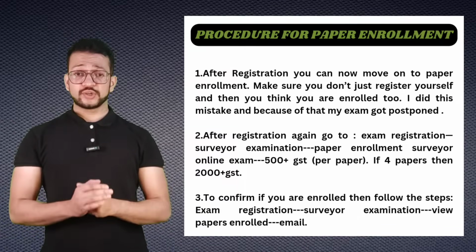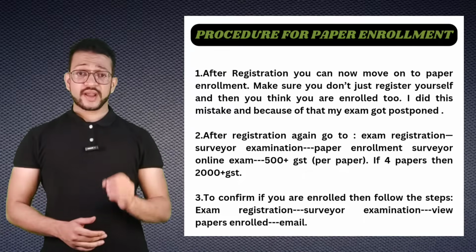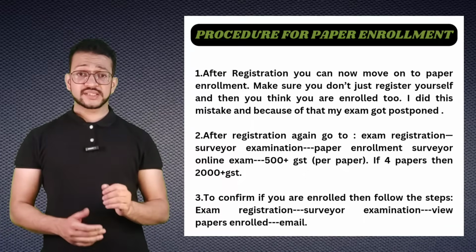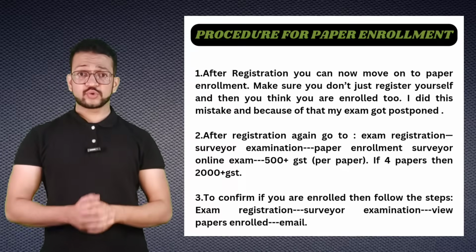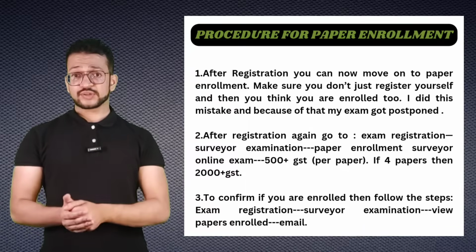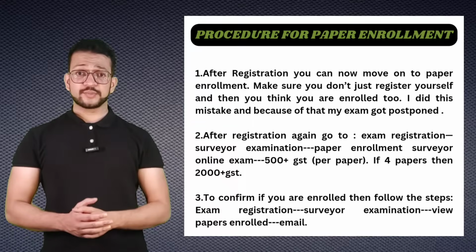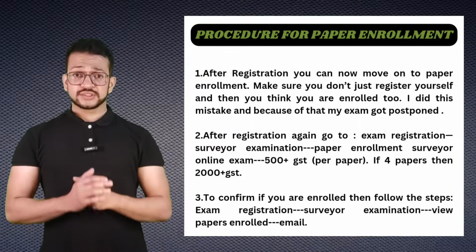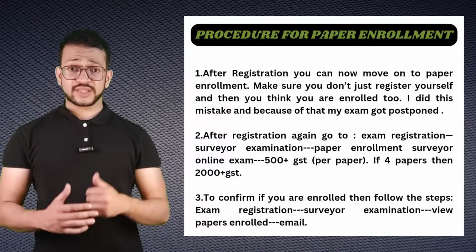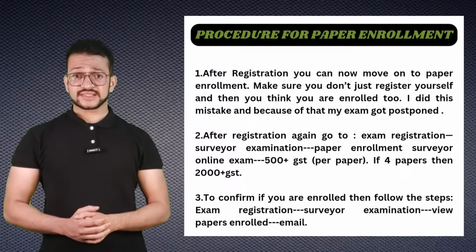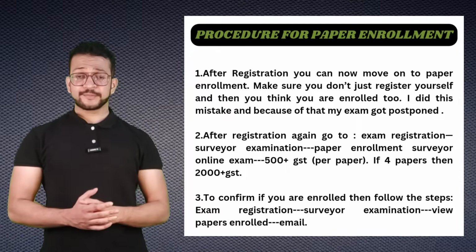And make sure that you enroll yourself within the scheduled date. If you want to know the scheduled dates, then as I told you earlier, you need to download the PDFs. The PDF required for this is again the examination handbook, and on the second page you can see the calendar, and from that calendar you can understand when you can do the registration and when you can do the paper enrollment. After the paper enrollment is complete, you need to do the slot booking.